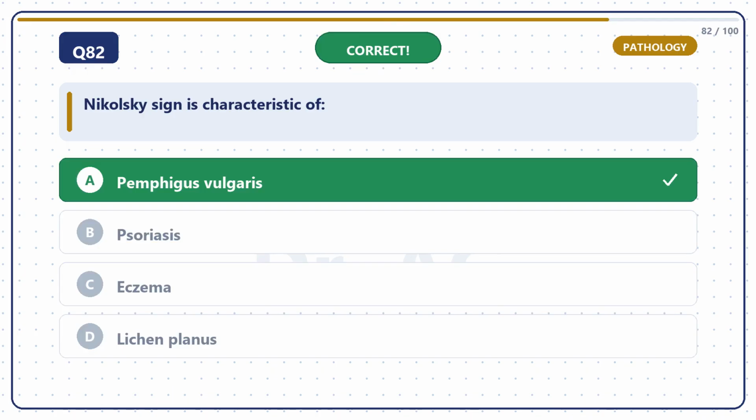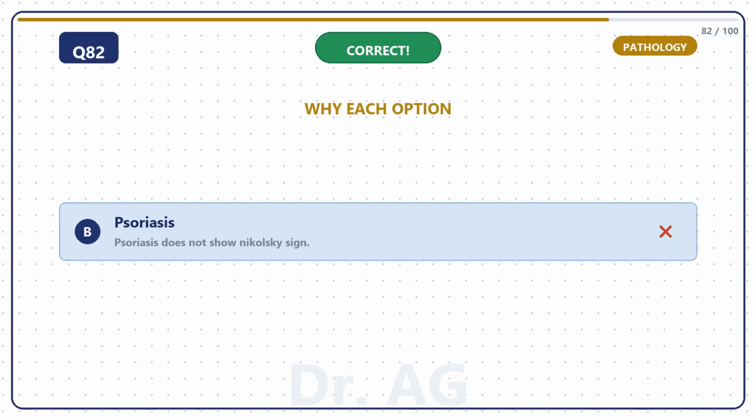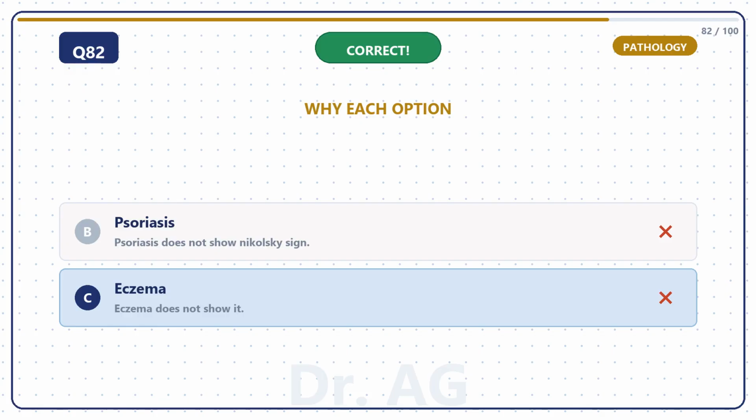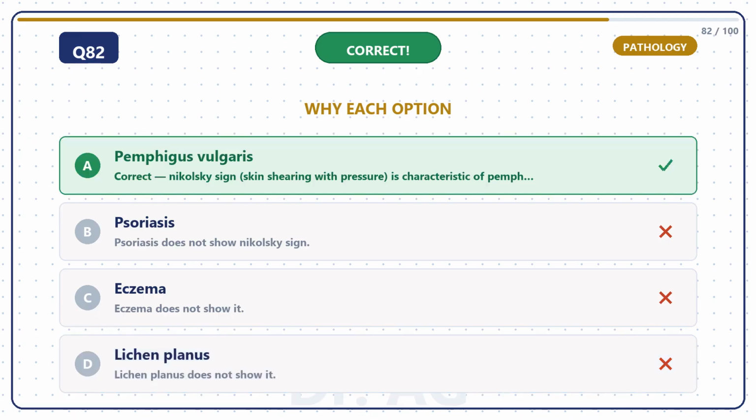The correct answer is option A. Pemphigus vulgaris. Let's go through the options. Psoriasis. Psoriasis does not show Nikolsky sign. Eczema. Eczema does not show it. Lichen planus. Lichen planus does not show it. And the correct answer is Pemphigus vulgaris.